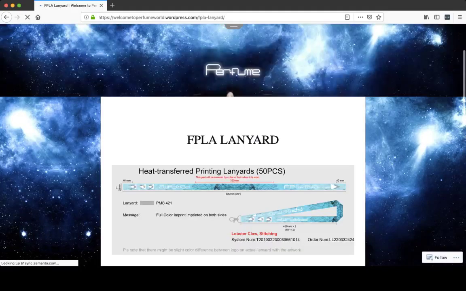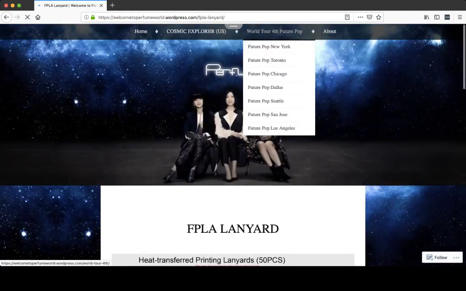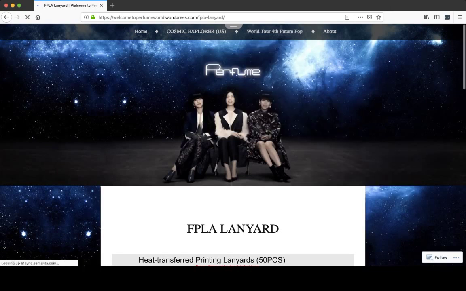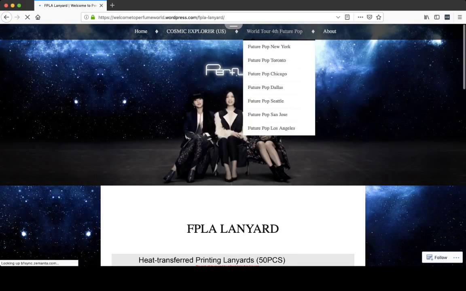That's only missing the official order form, which we don't have yet because we still have that open. We'll talk about that later, by the way. And FPLA general information. Actually, these are the most complete.